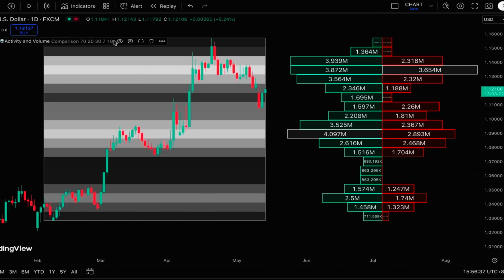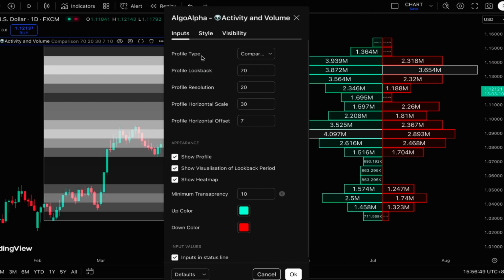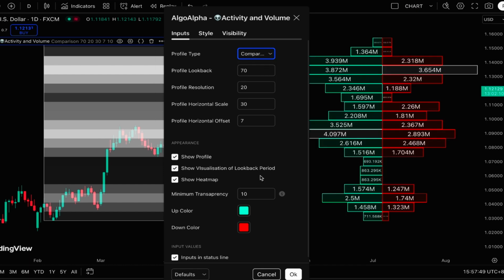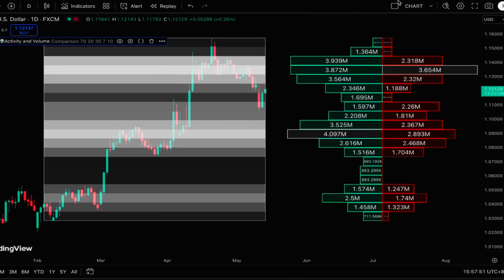If we go to the settings of the indicator, here for profile type, we can change it to net order flow, and the indicator will show net total volume in each of these price ranges. In this mode, the buying or selling volume are not shown separately, and we have the net volume for each of these price ranges. It is better to choose the comparison mode so you can evaluate the price ranges more effectively, because you can see where there is a considerable difference between buying and selling volume, which makes those levels more significant and more likely to hold in the future.